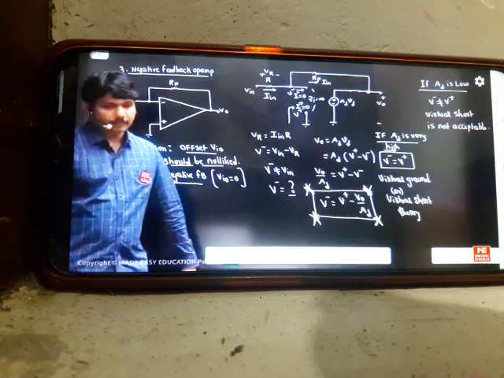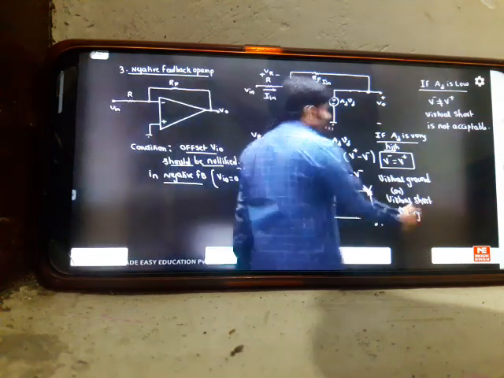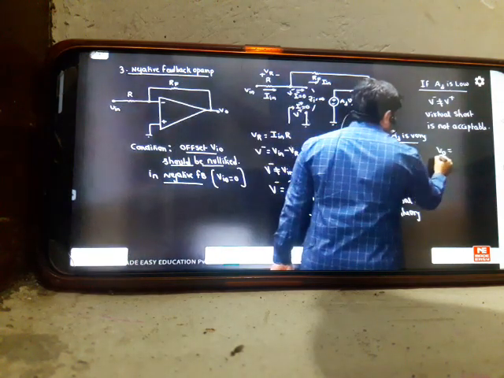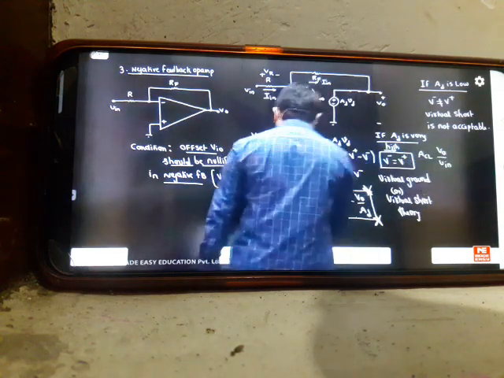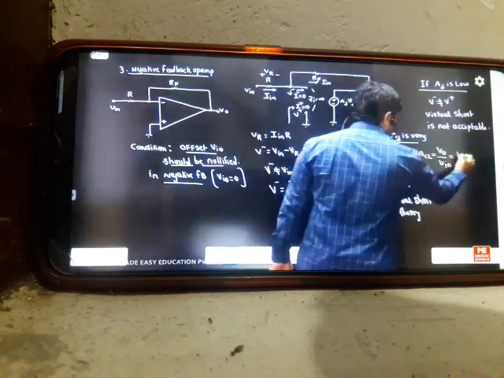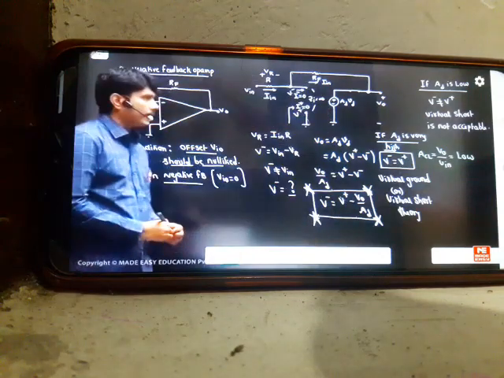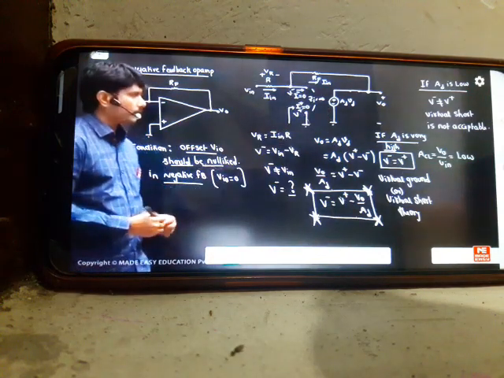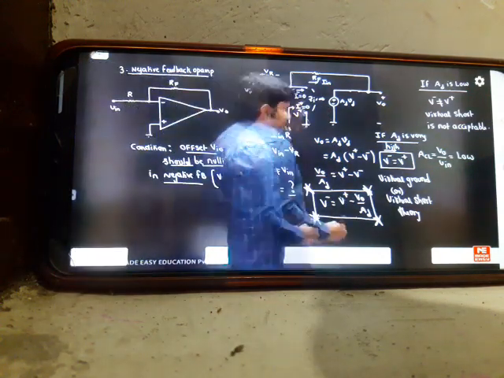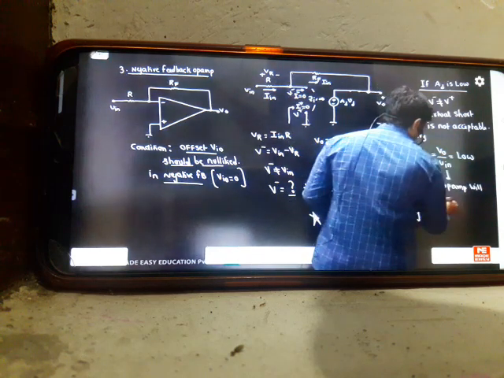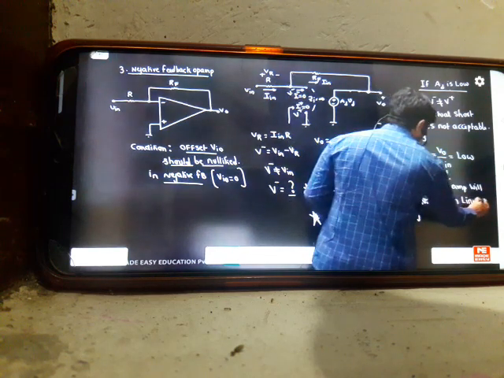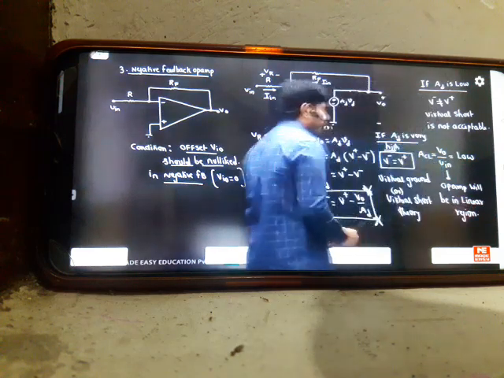Okay, so finally I think the story is completed. V naught by VIN, which is your closed loop gain, will be a low value because you are applying negative feedback. The gain will come low using some formulas. In the next class, we'll derive those formulas. ACL will come as a low value. When the gain comes low, we can say that the op-amp will be in linear region.